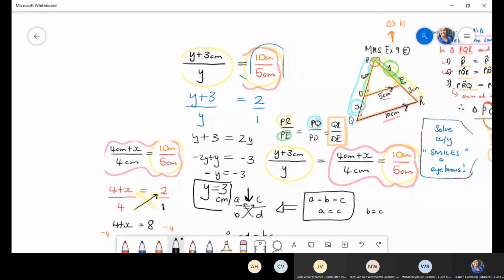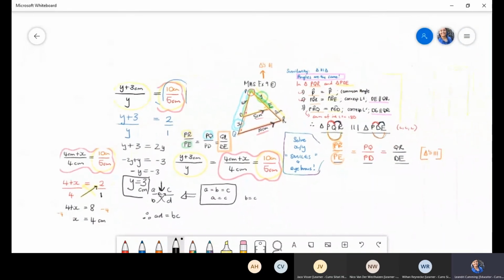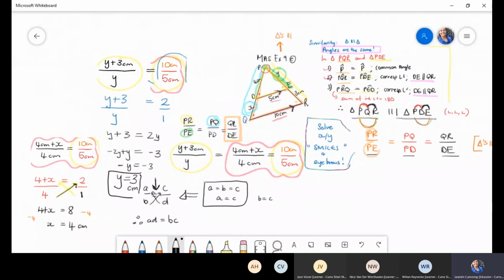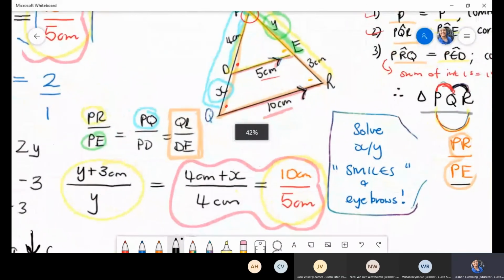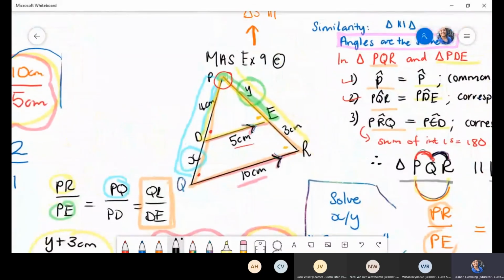So, what do we see? We see that in our big picture here, x would be 4, y would be 3, which makes PQ 8 and PR 6, which shows us that relationship that exists right here. I have doubled, therefore I have doubled, therefore I have doubled.